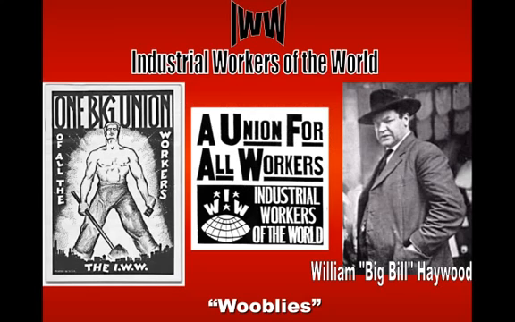you get some people joining more radical organizations. One of the most radical ones was the Industrial Workers of the World, the IWW. And they were represented by their leader, a guy by the name of William "Big Bill" Haywood. They were never really a big union. They only had about 30,000 people in their union across the country. But their whole idea was a union for all workers.